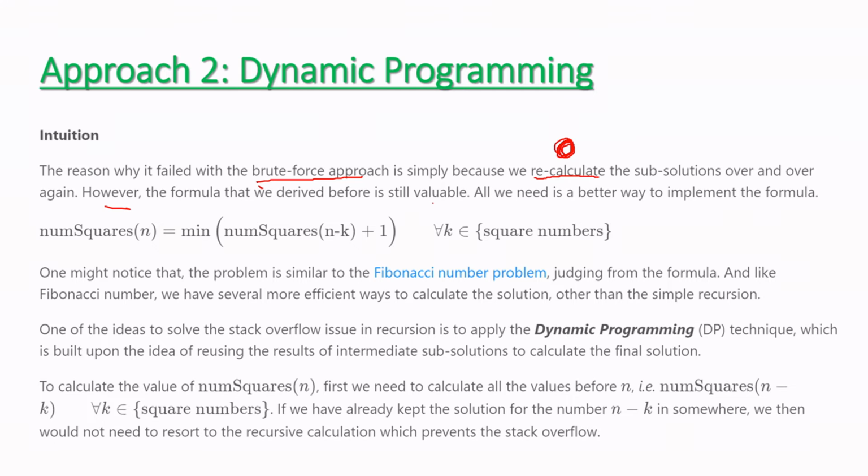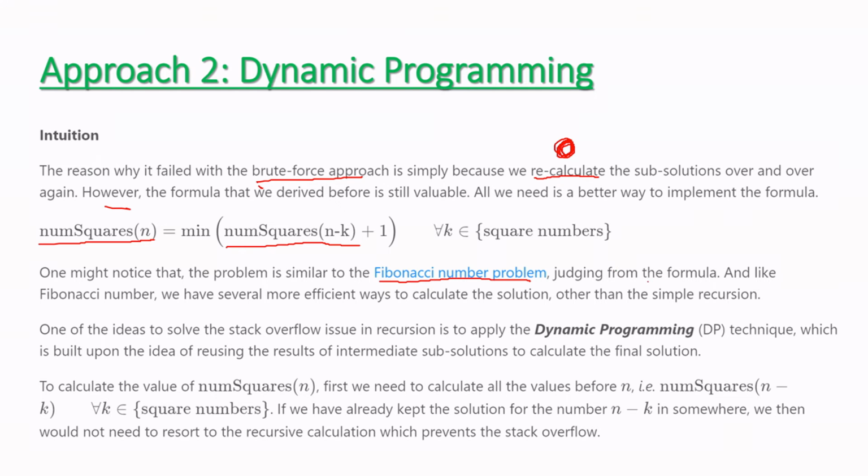However, the formula that we derived is still valuable, and all we need is a better way to implement the formula. We have already understood this function, how we will put the n value and k value. One might notice that the problem is similar to the Fibonacci series, where we pass the last two values, add them to get the next one, and generate the sequence.